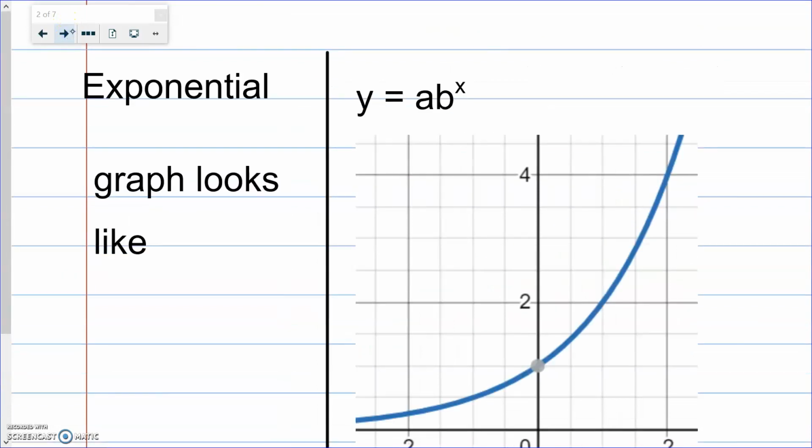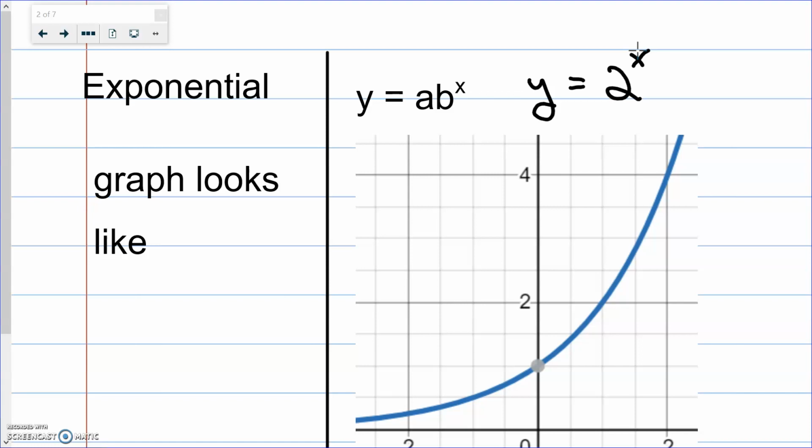Our next graph or function is the exponential function. It's in the form of y equals a times b to the x. This particular function is y equals 2 to the x. Notice it has a power or exponent. X is in the power place.